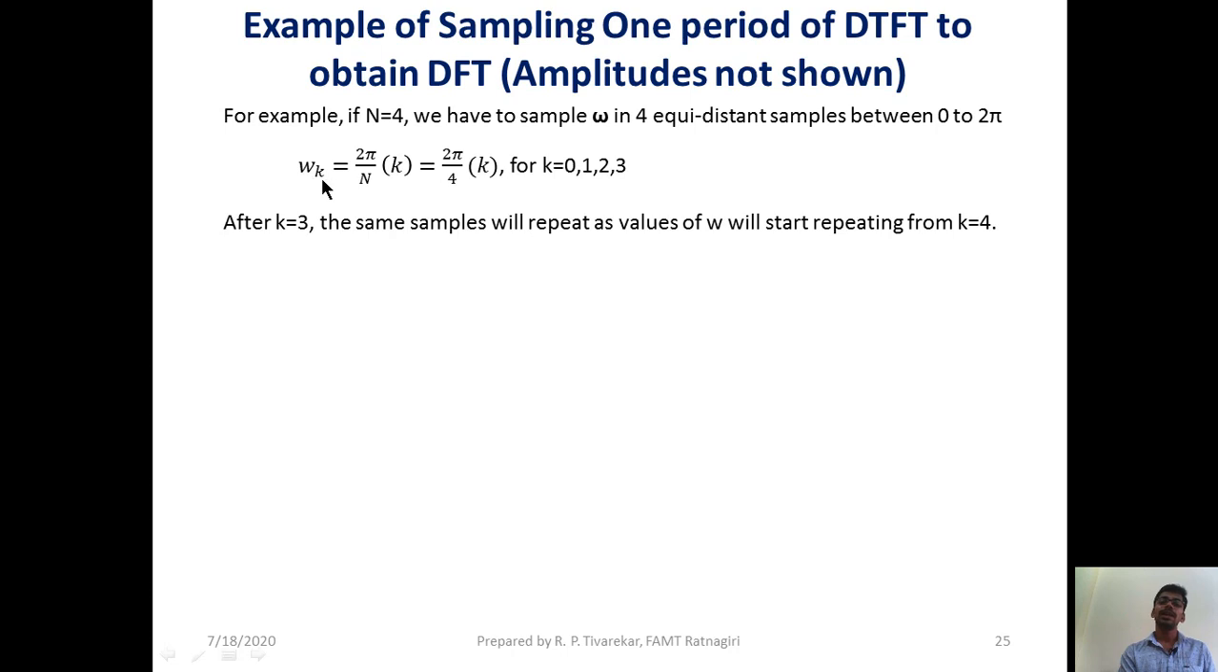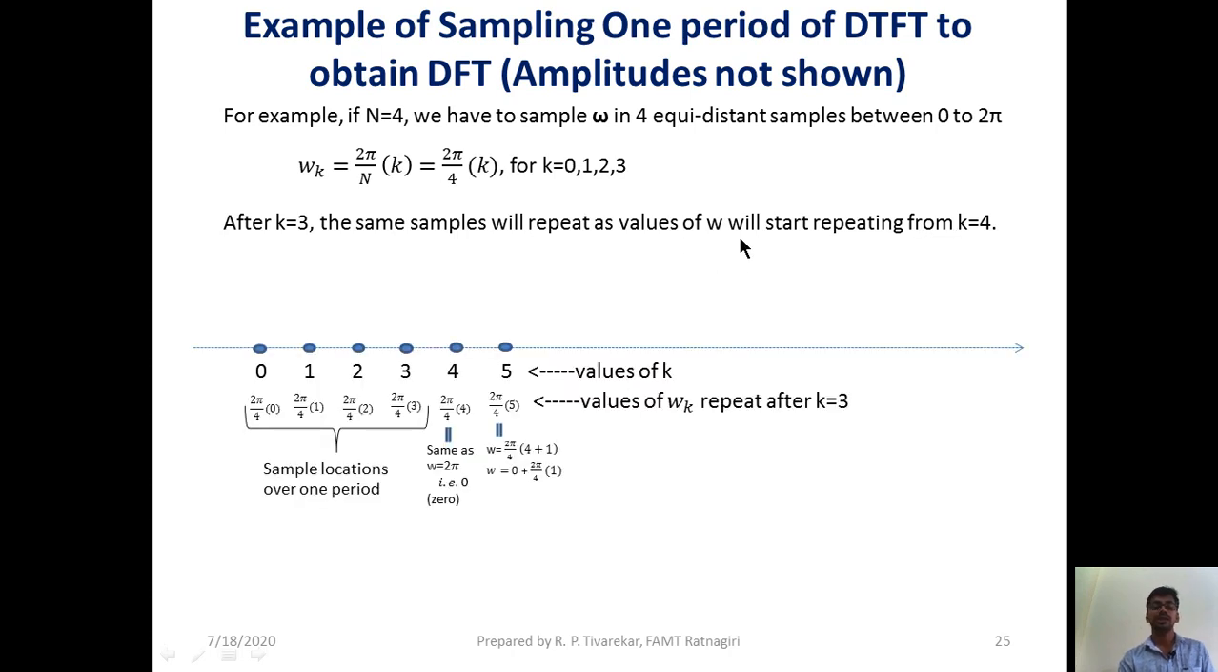Locations will be omega k equal to 2 pi by N into k in general. So N is 4, so 2 pi by 4 into k, where k varies from 0 to 3. After k equal to 3, what will happen? After k equal to 3, k will be equal to 4, where the values of omega will start repeating. As you can see here, this is a location 2 pi by 4 into 0. This is a location with k equal to 1. Values of k are represented here, and values of omega k are represented here.